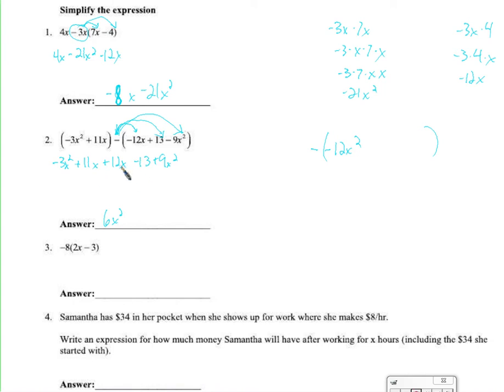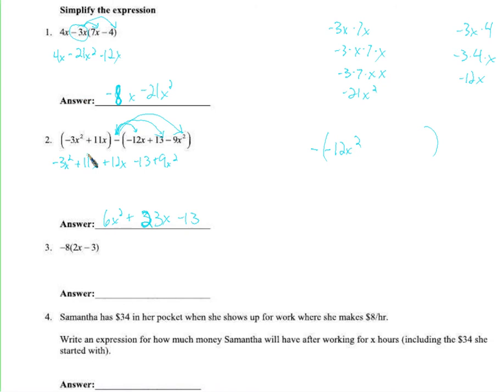Got x here, x there, so that's going to be, let's see, make sure I got that right, okay. So 23x minus 13.